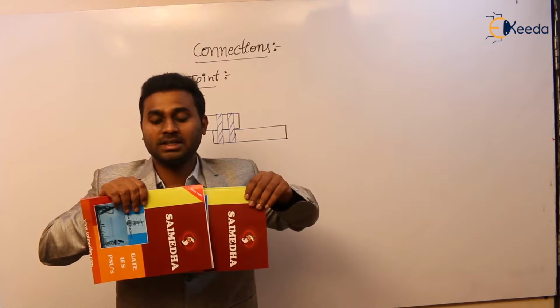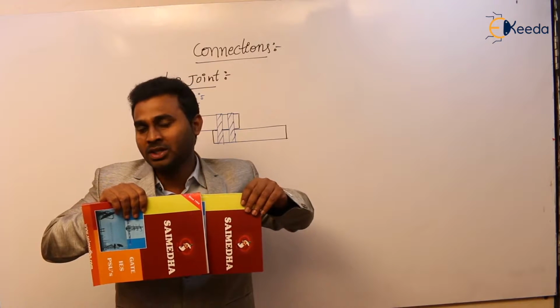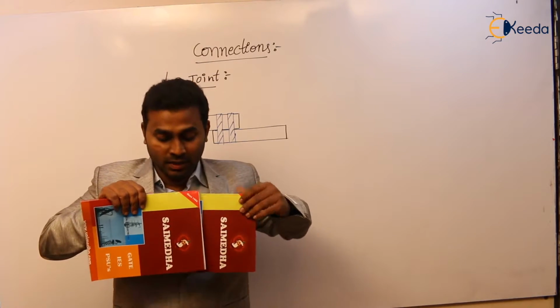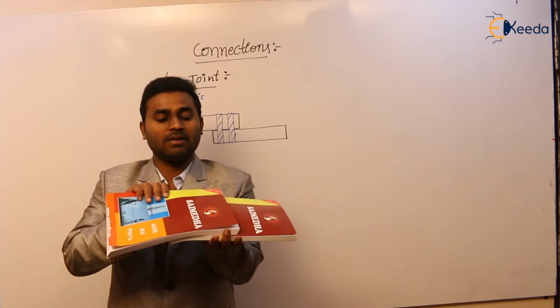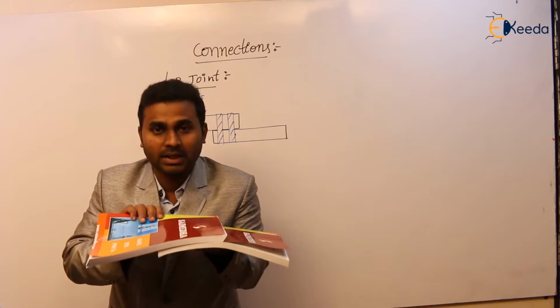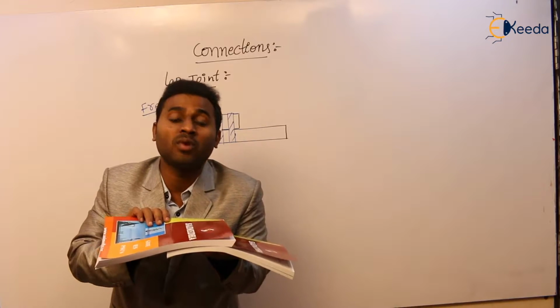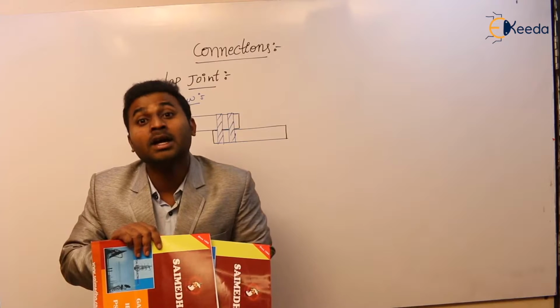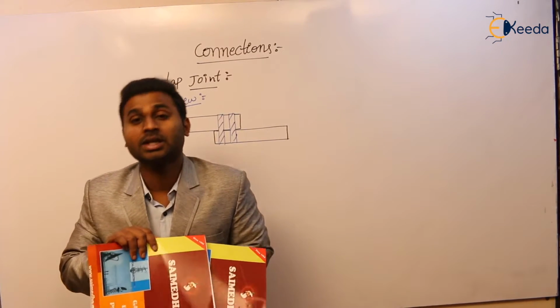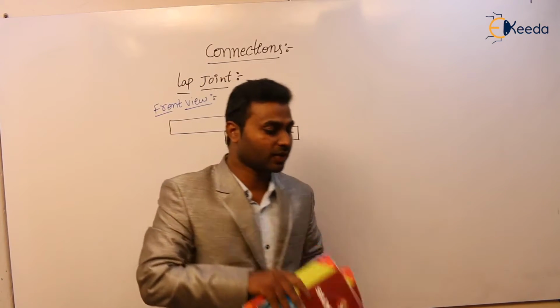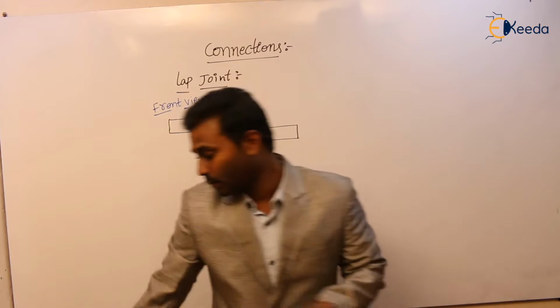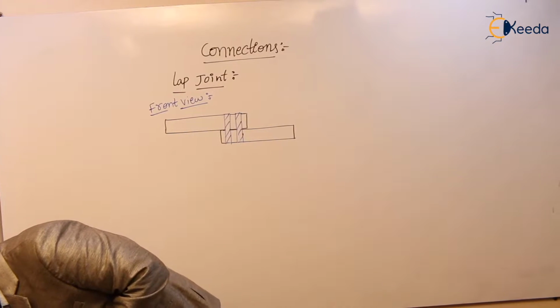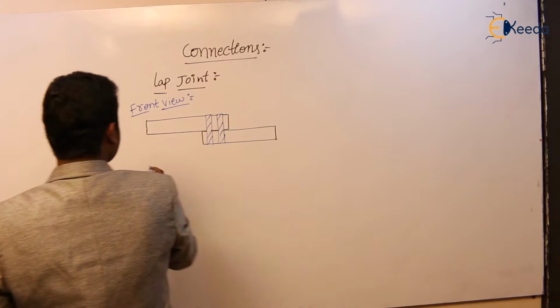If I show it like this, this is the top view. In the top view, what dimensions can we observe? Width and length. And in the front view, thickness and length. In the front view, we can see only the number of bolt lines. But in the top view, we can see the number of bolt lines and the number of bolts in each line. Clear or not? This is the front view, and now I'm going to show you the top view.